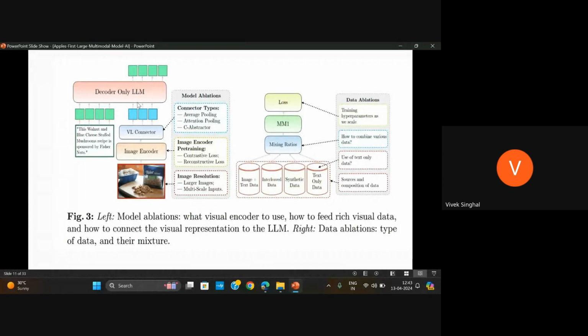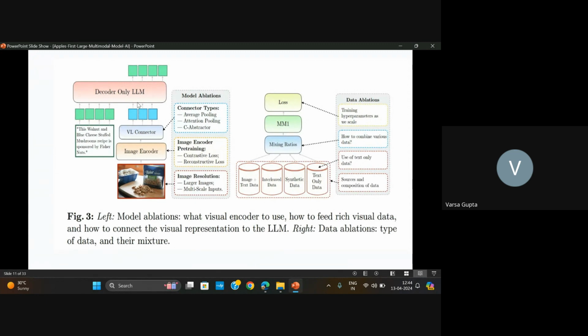Okay, sir. So on the right side, we see the modal ablation, and on the left side, we see the data ablation. In the data ablation, different types of data are used, like image-text data, interleaved data, synthetic data, and text-only data. Image-text data is like caption data, where an image comes with a short caption that is more relevant to the image.